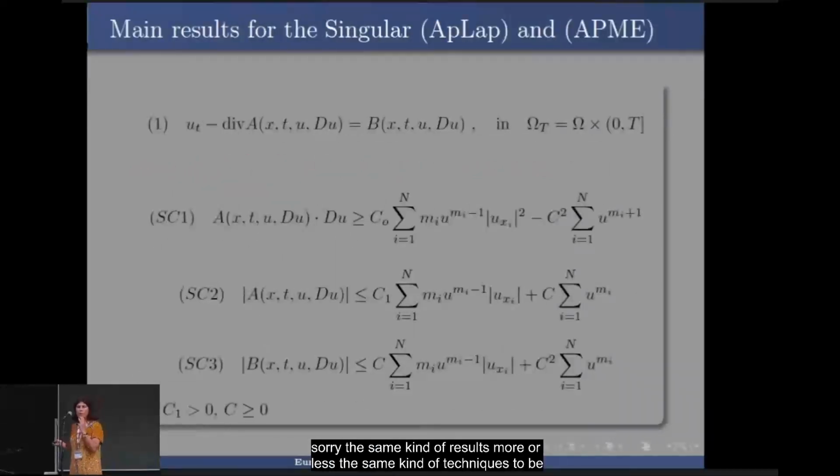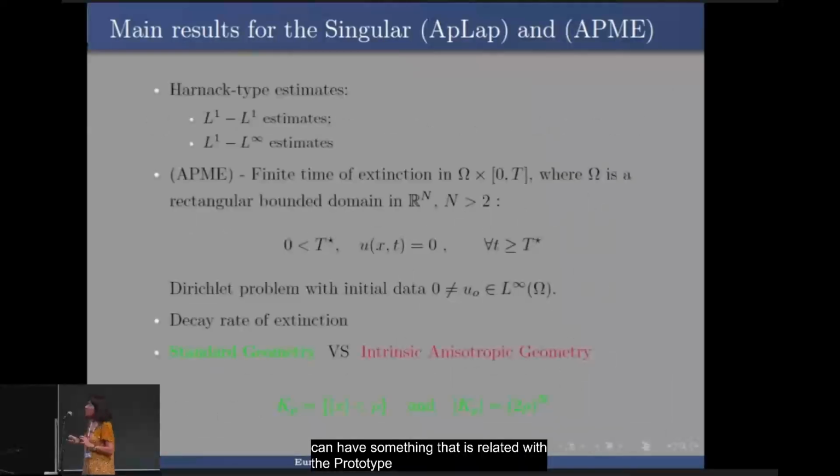To be accurate, it was not for the prototype equations, but for a wider class of equations that is given here by this identity 1, where we are asking for these two operators, capital A and B, to satisfy proper structure conditions. So if this C here is 0, what we have is more or less the prototype, because we can have something that is related with the prototype given by these two, let's say, elliptic condition and growth condition for the operator A. So what we got were these Harnack type estimates.